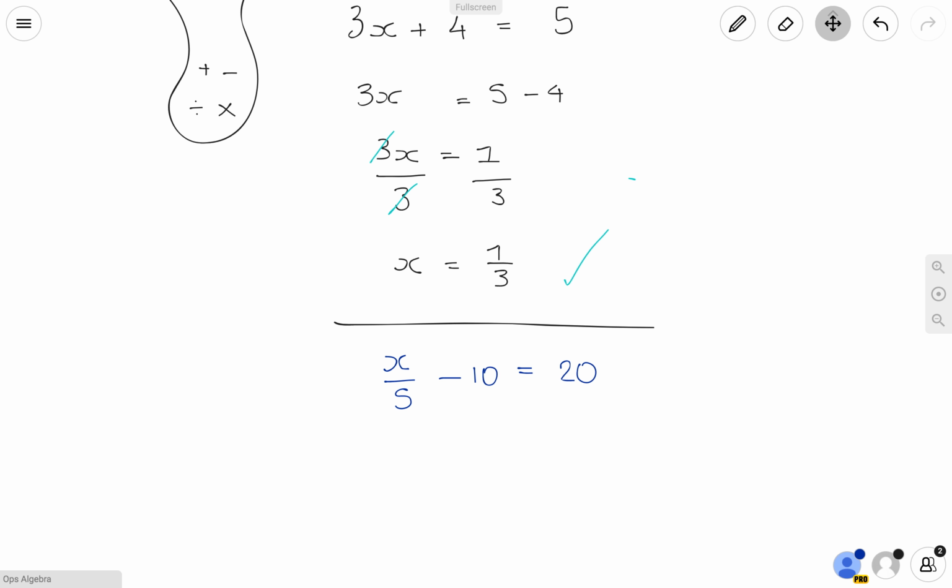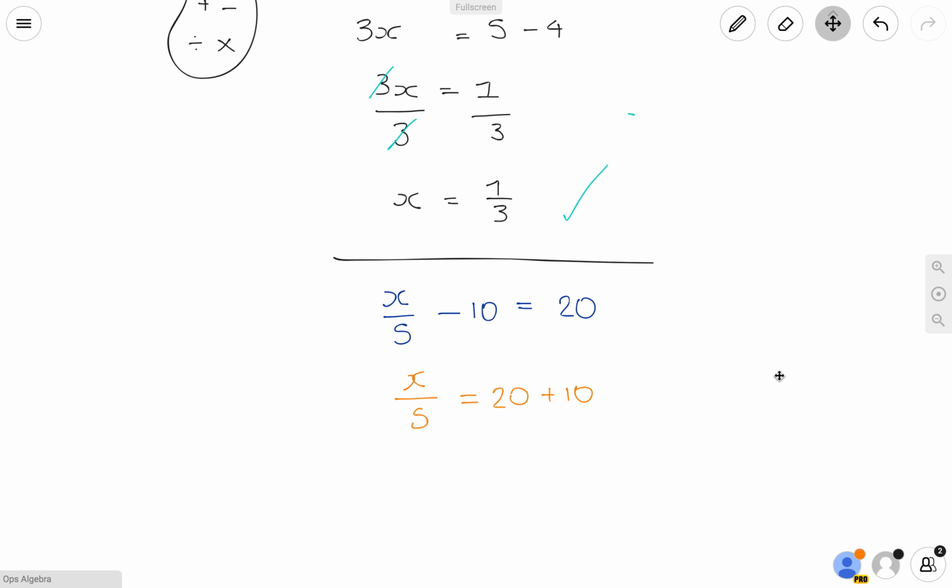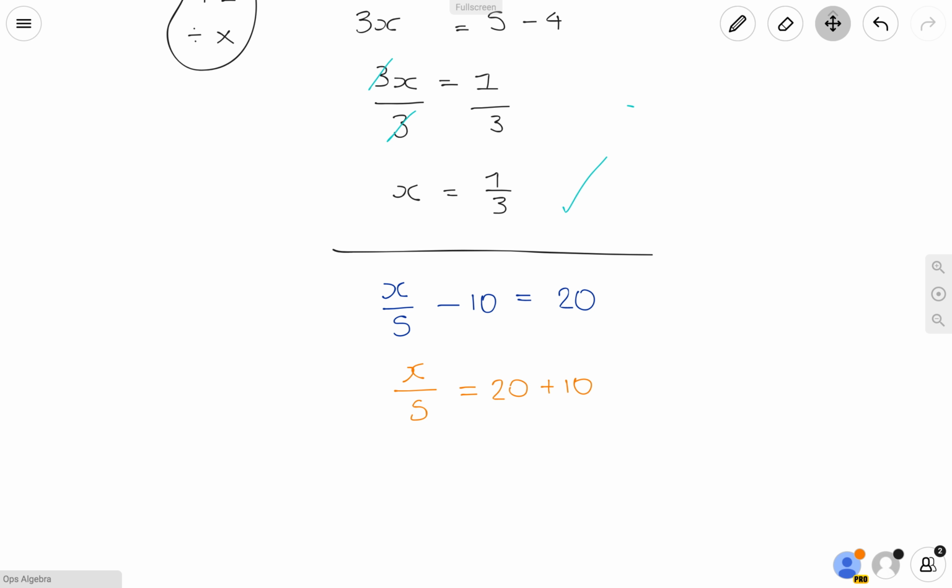Let's start by getting rid of the 10. We have two things we want to get rid of, the 10 and the 5, as usual. So let's add 10 to both sides. We get x over 5 equals 20 plus 10. Now I've got x divided by 5. What's the opposite of dividing by 5? Multiplying by 5. Before we do that, let's join 20 plus 10. We get 30, so I've got x over 5 equals 30.